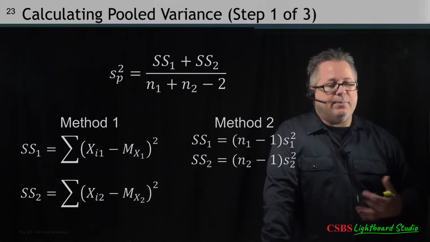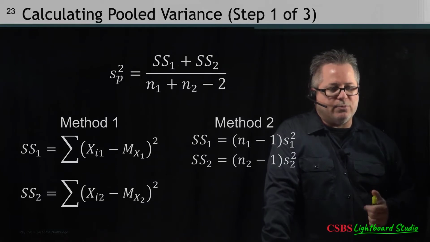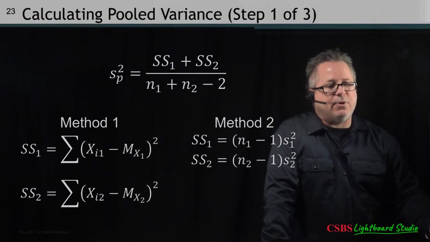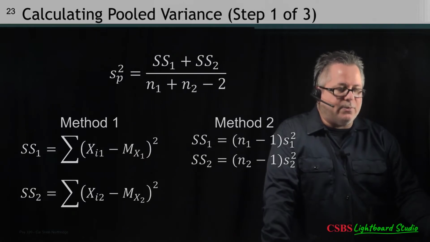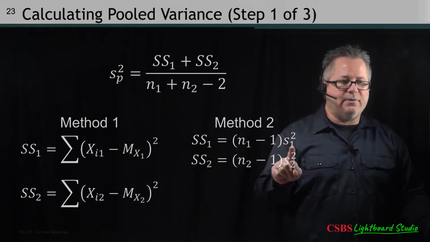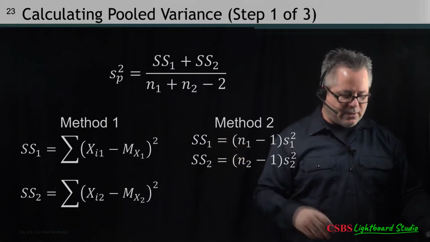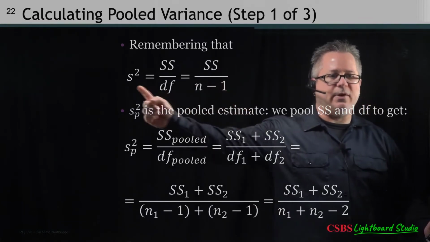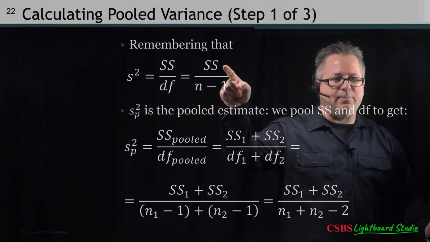But if I'm supplied with the variance for group 1 and group 2 as part of an exam question or practice problem, or the standard deviation for that matter, I can simply convert my variance back. I can take my variance and multiply it by its degrees of freedom, and that converts it back to a sum of squares. Remember, sum of squares divided by degrees of freedom equals variance. So if I take variance times the degrees of freedom, I'll turn it back into a sum of squares.